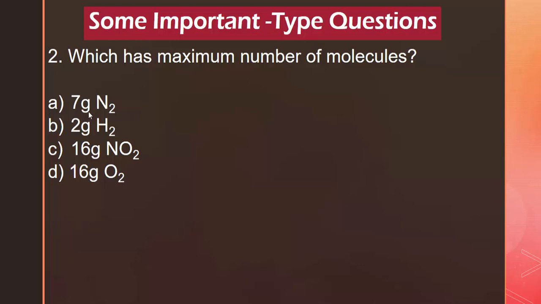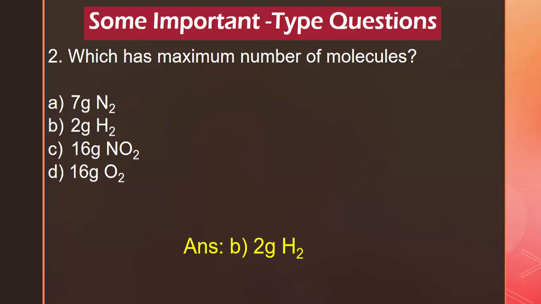Option A, is it 7 grams of nitrogen, or is it 2 grams of hydrogen, or is it 16 grams of nitrogen dioxide, or 16 grams of oxygen, which is having maximum number of molecules? If you just look at the numerical as such without thinking much, you will feel that 16 grams of any one of these might be the answer. But it's not so. Surprisingly, the lowest value of all these 4, which is 2 grams of hydrogen, is the one which is having maximum number of molecules.